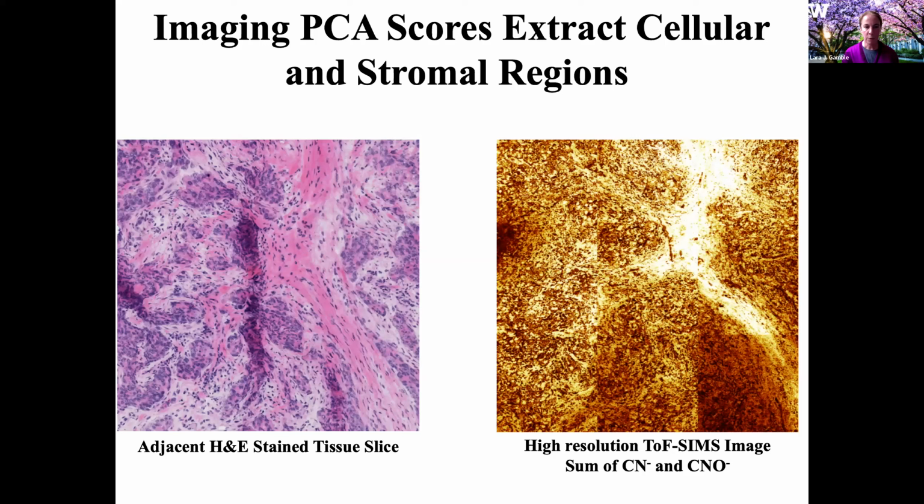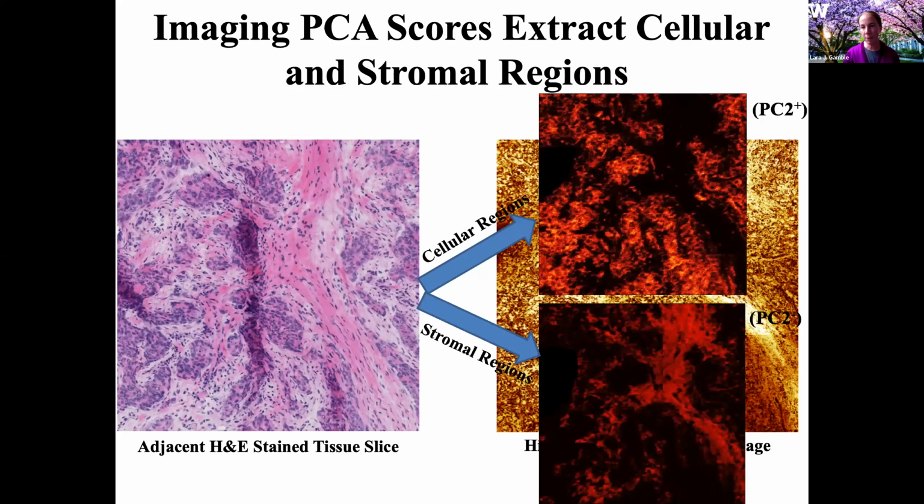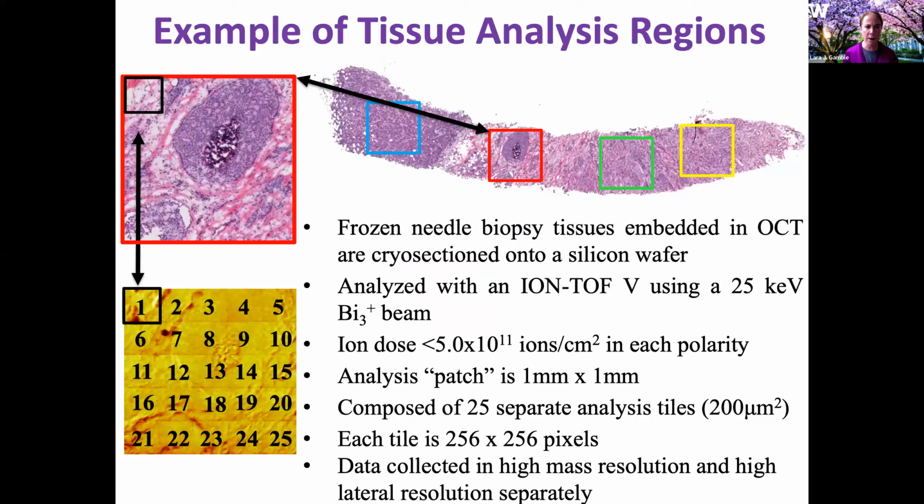But we wanted to be able to identify key components, so just the stromal region or just the cellular region of these tumors, to be able to compare them from patient to patient. And so we came up with a way to use PCA to separate out, for example, stromal region and cellular region. Why do we need to do this?